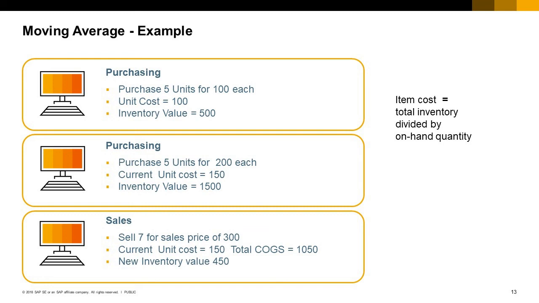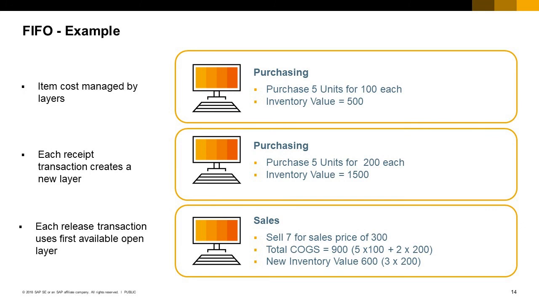In the FIFO method, the item cost is managed by layers for each item. Each inventory receipt transaction creates a layer of quantities linked to costs. Each inventory release transaction uses quantities and their corresponding costs from the first open layer.